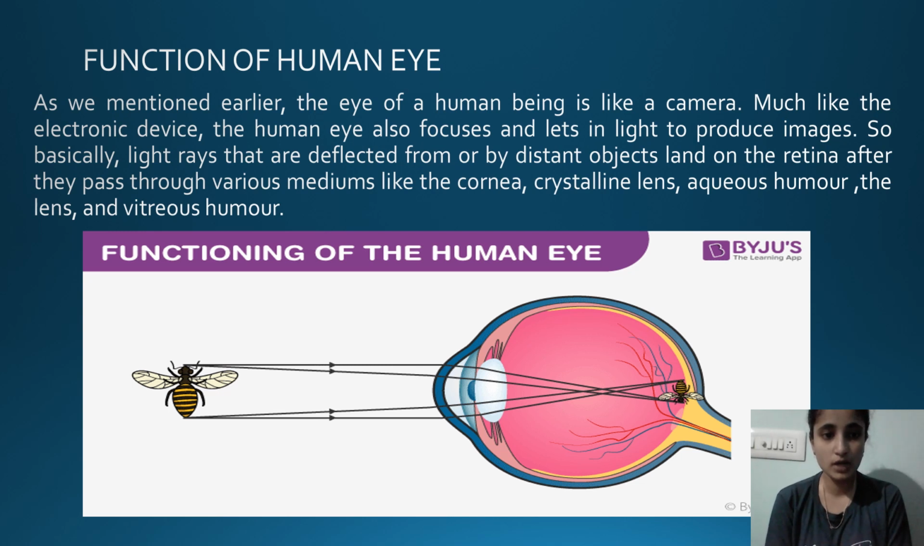Functions of the human eye. As we mentioned earlier, the eye of a human being is like a camera. So much like electronic devices, the human eye also focuses and lets in light to produce images. Basically, light rays reflected from distant objects land on the retina after they pass through various mediums like the cornea, aqueous humor, the lens and the vitreous humor.